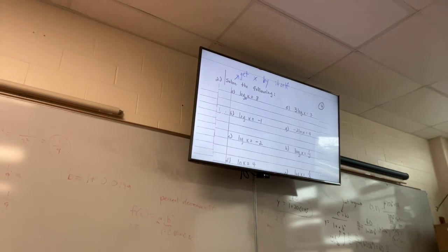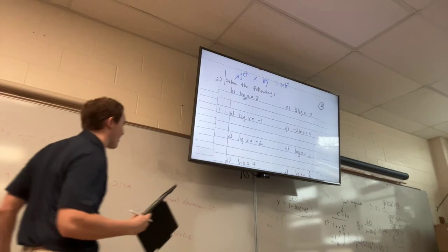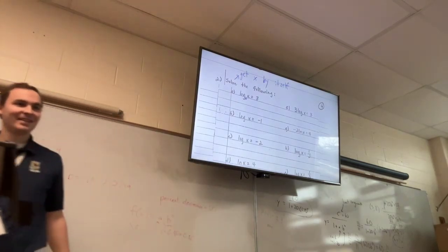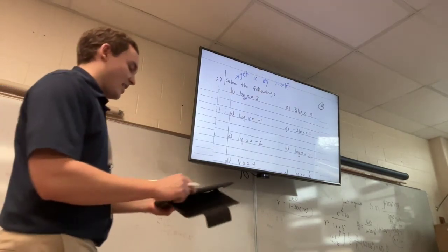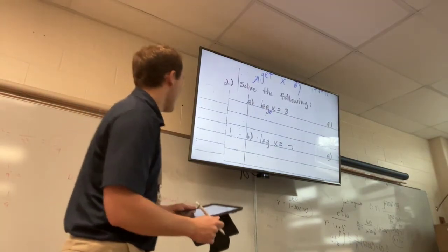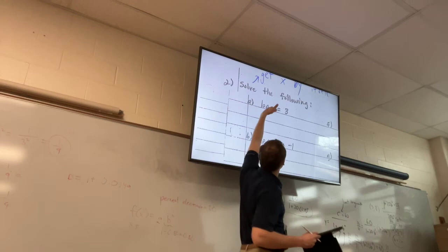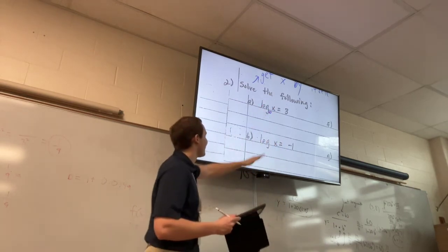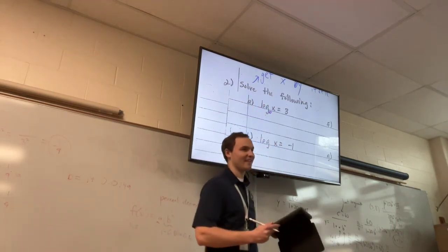So we have a base 10 log of x equals 3. We got to get the x. We got to break the x out of the log. Okay. How do I do that? Anyone remember? So let's think about this. If only I could cancel the log with something.